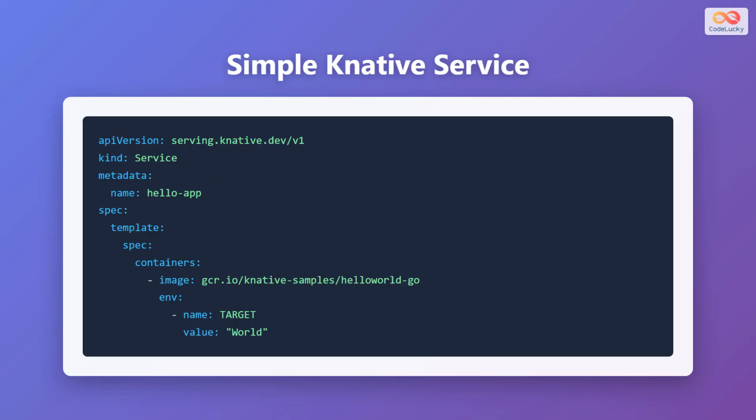Here's a simple example of a Knative service definition. It uses the serving.knative.dev/v1 API version and defines a service resource. We specify metadata, including the name hello-app. In the spec section, we define a template with containers. The container uses a sample hello world image from Google Container Registry. We also set an environment variable named target with the value world. This minimal configuration is all Knative needs to deploy, scale, and manage your serverless application. Knative handles routing, scaling, and all infrastructure concerns automatically.